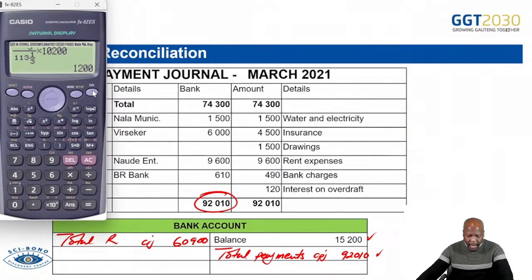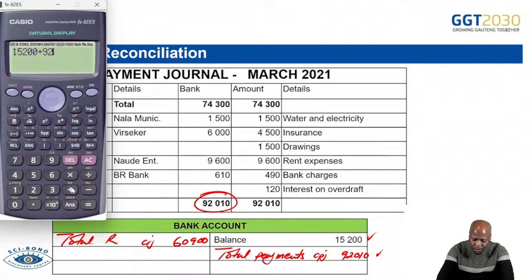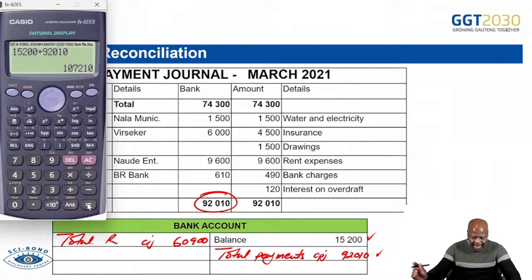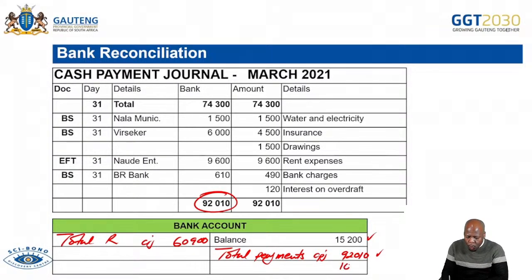So we're going to say now 15,200, 15.2, and then we say plus the 92,010. How much are we going to get? We get 107,210. So I'm going to come here, it's going to be 107,210. Here, 107,210. And then here I'm going to get now my balance carried down.